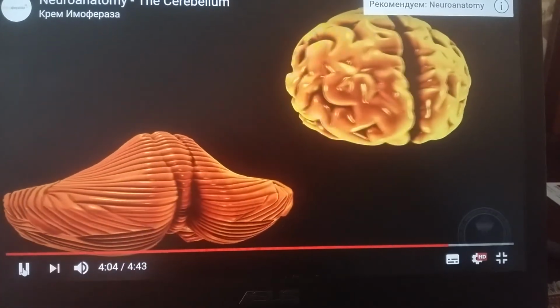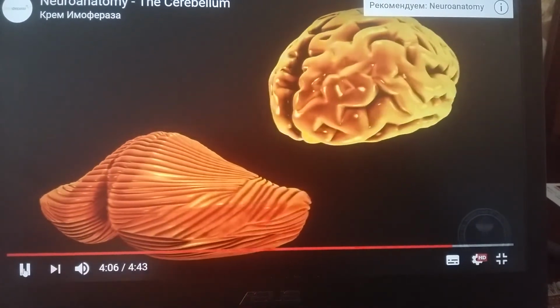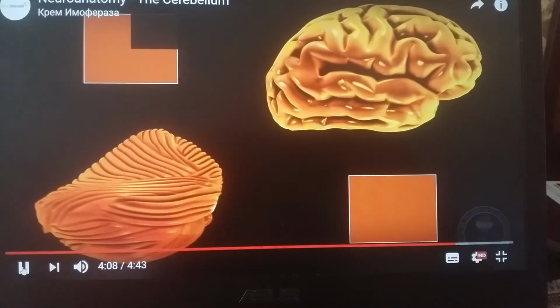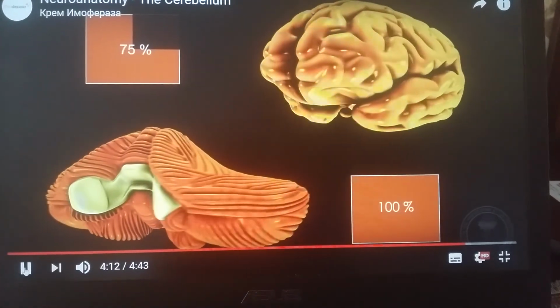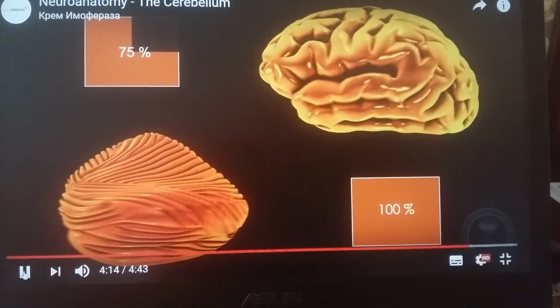The fissures of the cerebellum are deeper than those of the brain. This expands the surface of the cerebellar cortex to almost 75% of the cerebral cortex.